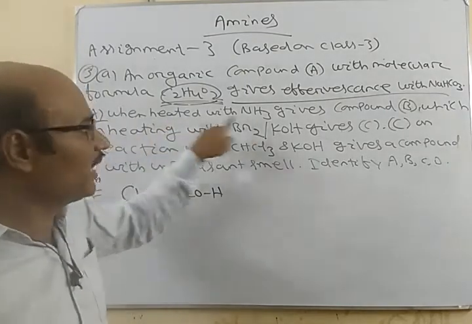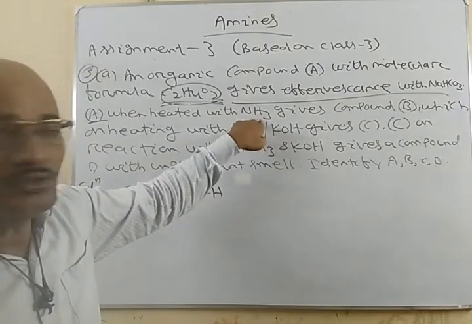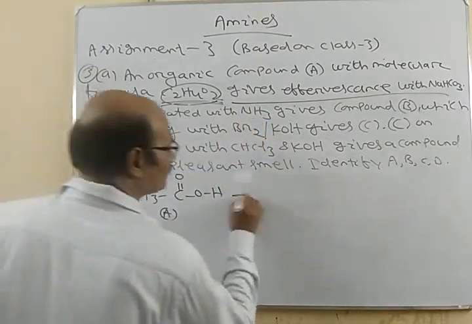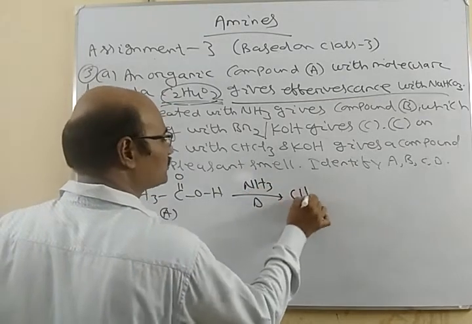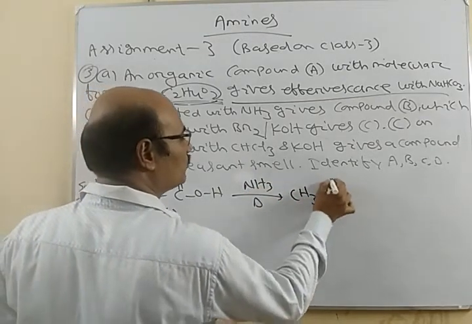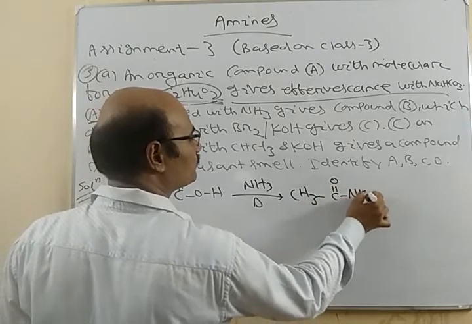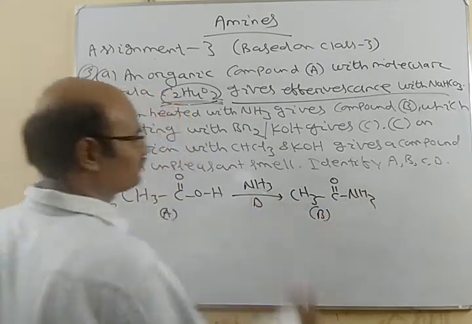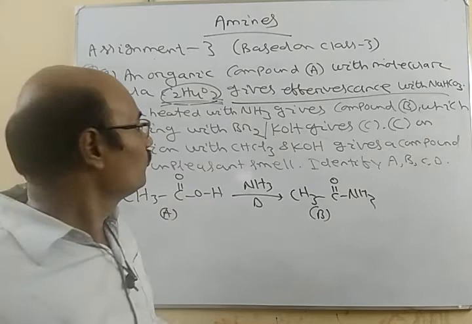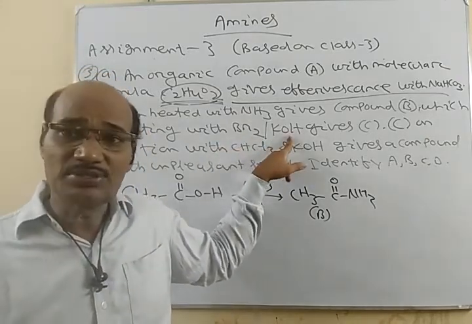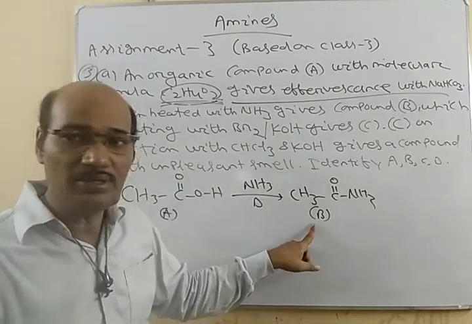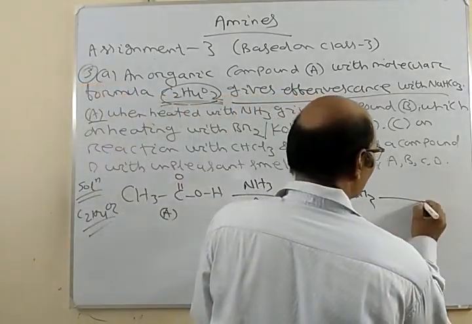A when heated with ammonia gives compound B. Heated with ammonia will give what? CH3C double bond O NH2, that is B, which on heating with bromine and KOH gives C. Now this B, if I heat with what?